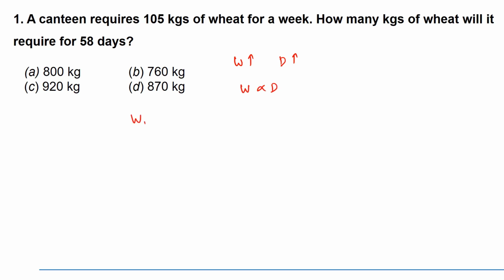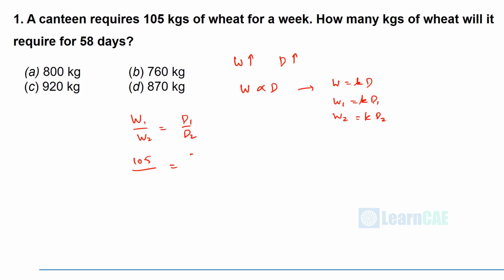So we can write W1 by W2 is equal to D1 by D2, because we can write this as W is equal to K into D for any constant. And if there are two cases, W1 is equal to K into D1 and W2 is equal to K into D2. Therefore, W1 by W2 will be equal to D1 by D2. So in the first case, 105 kg wheat is used for a week, that is 7 days.